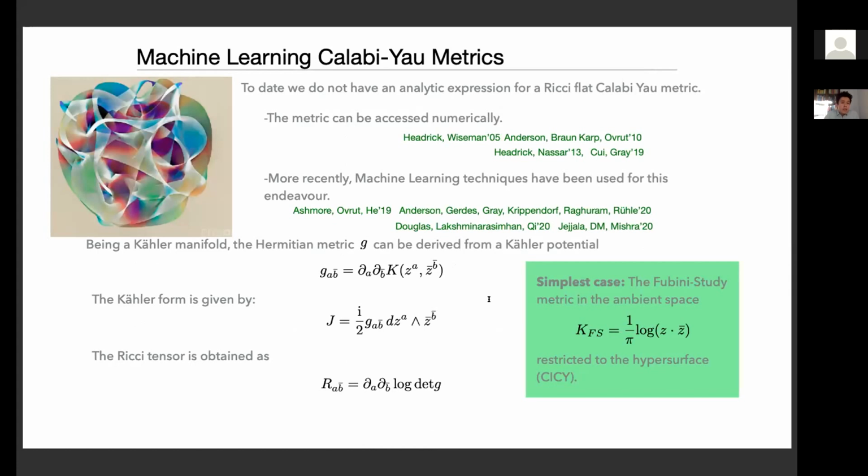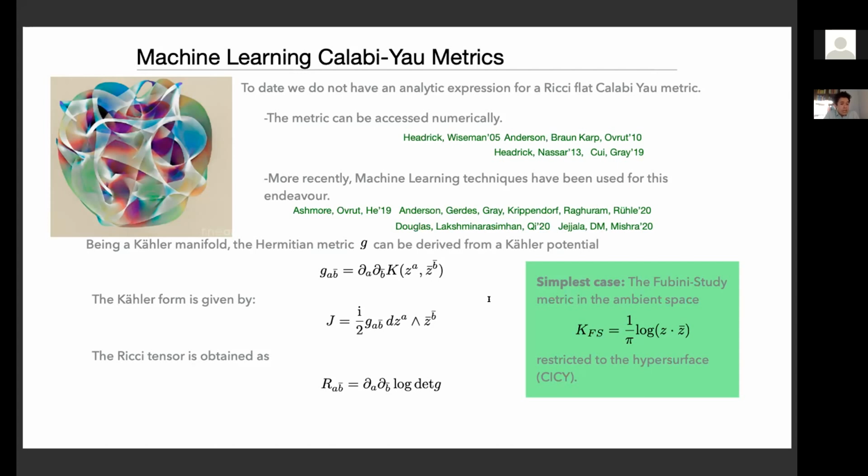So even though they are relatively easy to construct, to date we have no analytic expression for a Ricci flat Calabi-Yau metric, in particular for threefolds. For K3s, there have been some recent developments towards an analytic metric. But since there's no analytic expression, the way to go is to access this metric numerically. And since the early 2000s, there have been various efforts trying to approximate the metric numerically using various techniques. And more recently, machine learning techniques have also been applied for this endeavor.